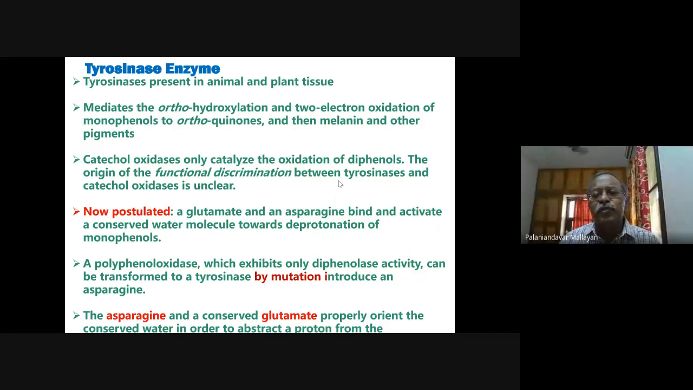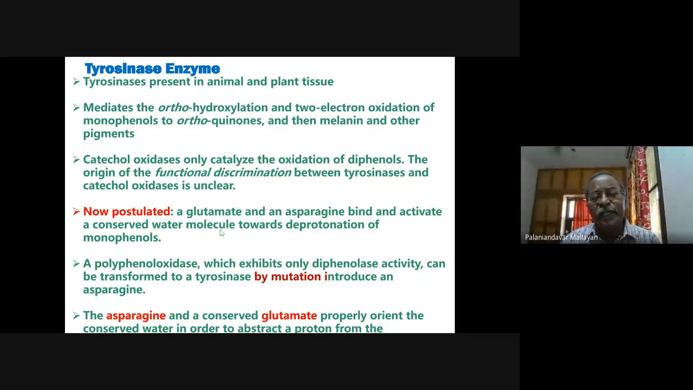So both the tyrosinase and the catechol oxidase are called phenolase active enzymes. They are all called polyphenol oxidase enzymes, right? Though these two have more or less similar active sites, there is essentially a difference between tyrosinase and catechol oxidase. That is done by the incorporation of a glutamic acid in the tyrosinase active site.